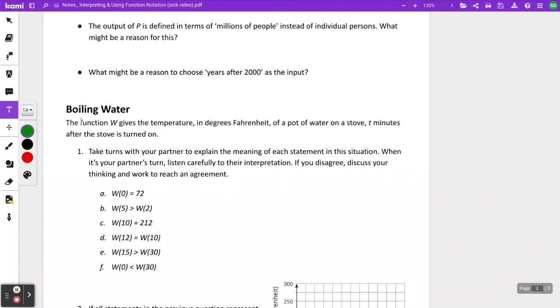So in this scenario, the function W gives the temperature in degrees Fahrenheit of a pot of water on a stove T minutes after the stove turned on. Now I'm going to take my advice from earlier in this lesson. As soon as I see we're talking about a function, let's pause. Let's pause right here and think about what is the input and what is the output in the function. I promise giving yourself that extra step is really going to help you when you start jumping into the function notation. So go ahead and do that.